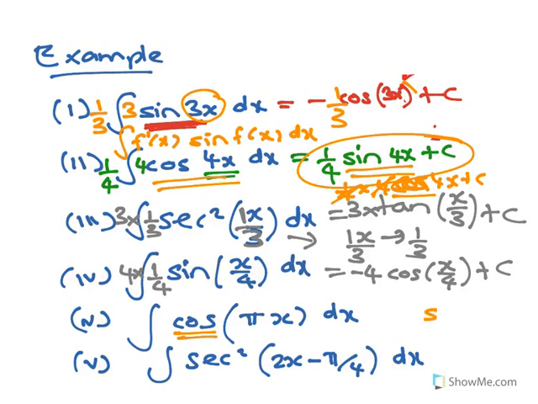So cos here will go to sine pi x, and the f dash x there is pi, so technically there should be a pi there, so there would have been a 1 on pi cancelling that out, plus c.